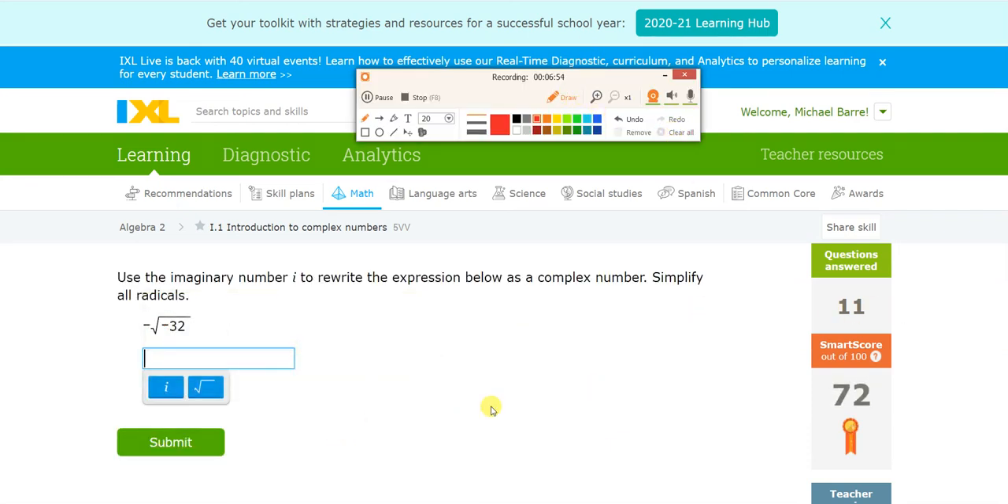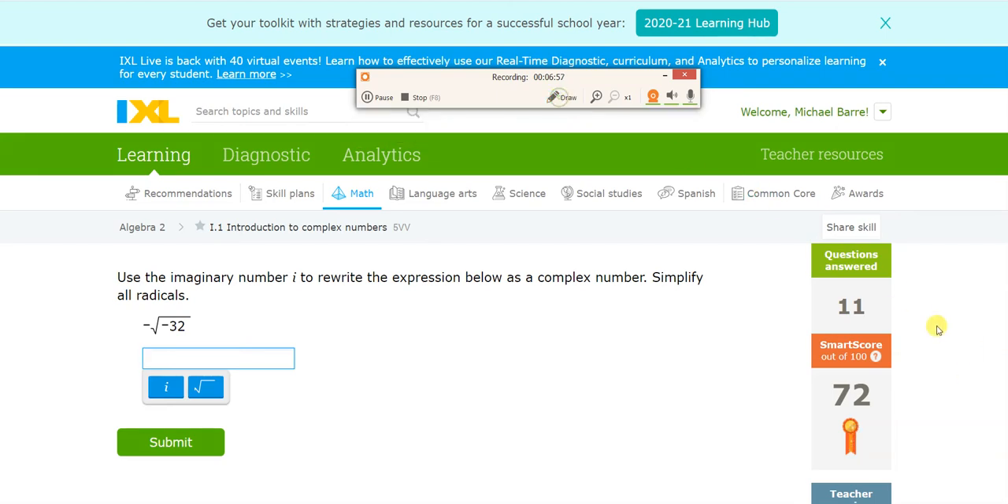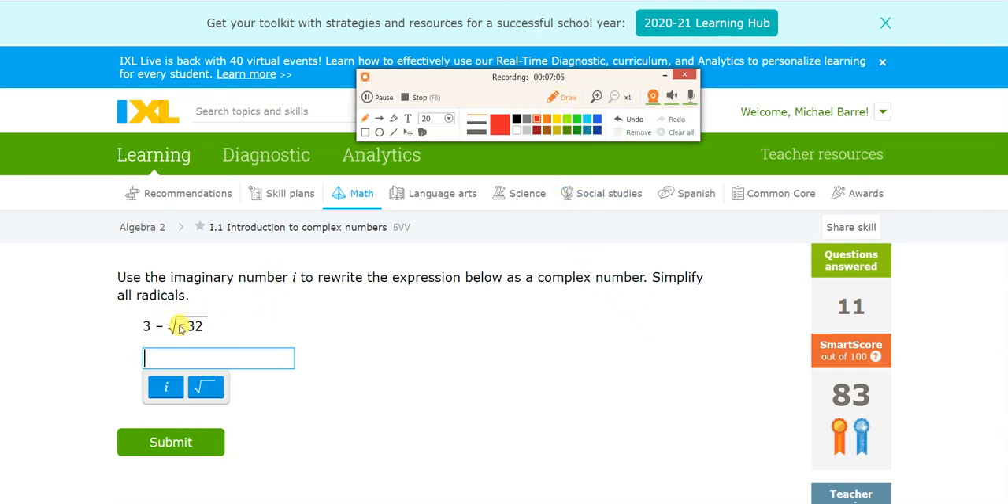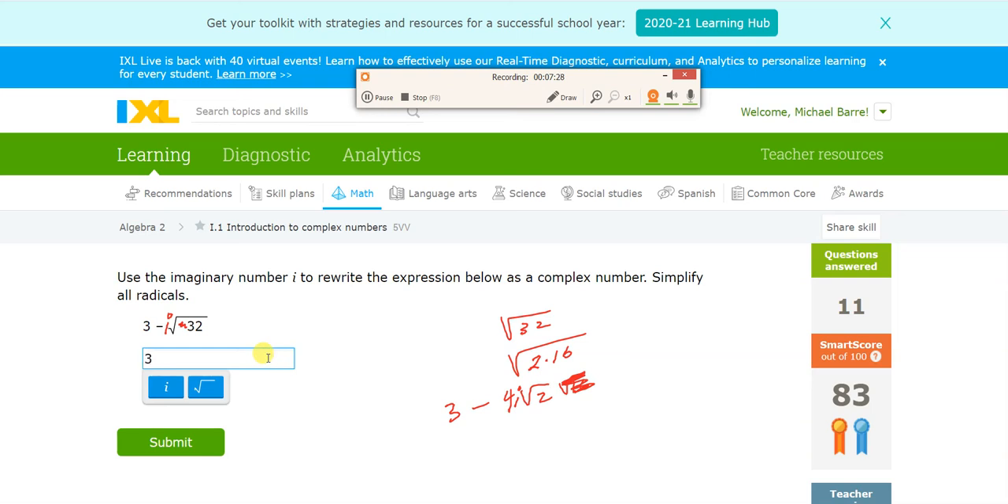I'm going to jump a level. Let's jump to this one. I don't see anything crazy here. Let's use the i. There's my i. So I have square root of 32. Square root of 32 is 2 times 16. So it's square root of 2 times square root of 16. Square root of 16 is 4. So 4 square root of 2. So 3 minus 4i square root of 2.